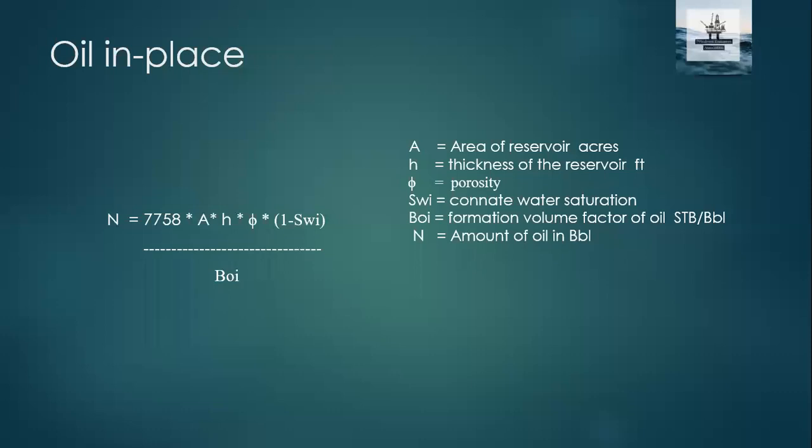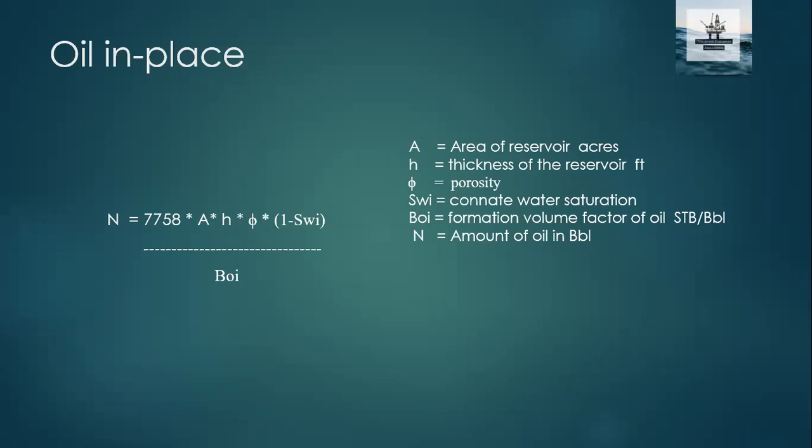In place represents in situ conditions, like before production, how much amount of reserves is present inside the reservoir, that we are going to estimate through this formula. N represents the amount of reserves present inside the reservoir related to oil. So that will be equivalent to 7758 times area of the reservoir times thickness, that is H, times phi, which represents porosity, times 1 minus SWI. We have discussed connate water saturation, which has synonyms interstitial water saturation or initial water saturation. Anything may come under this SWI, divided by BOI.